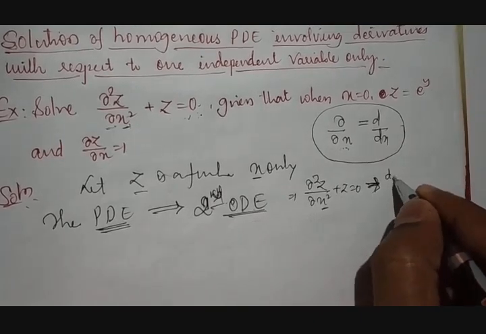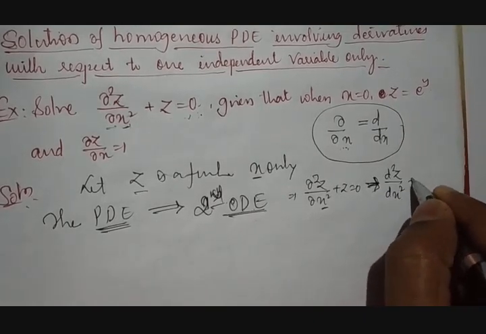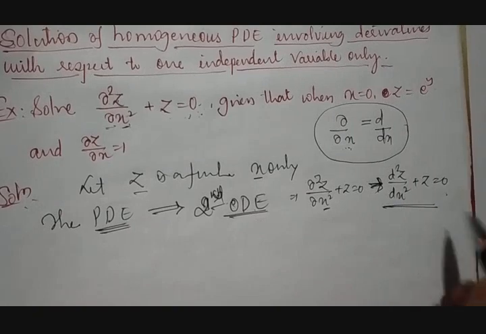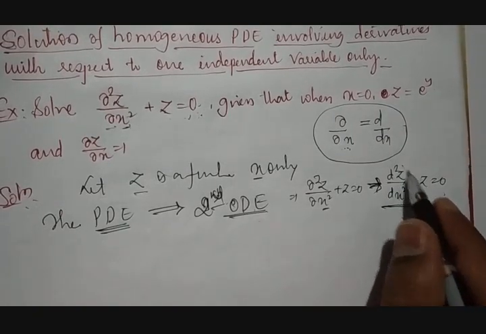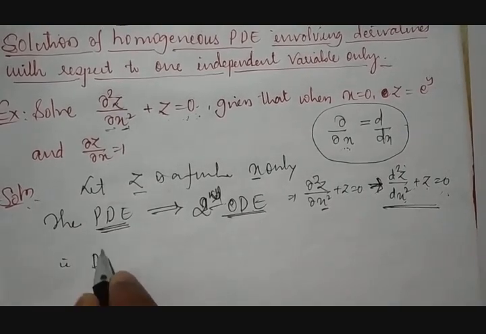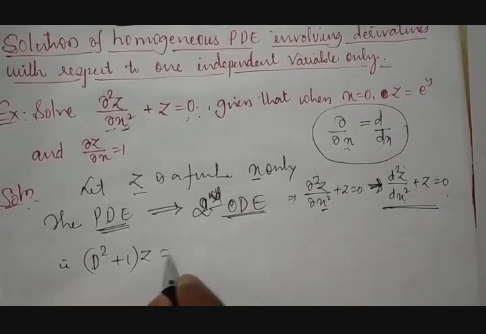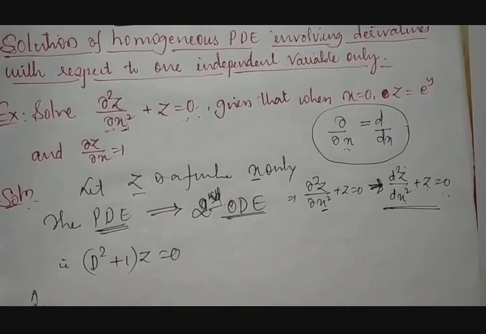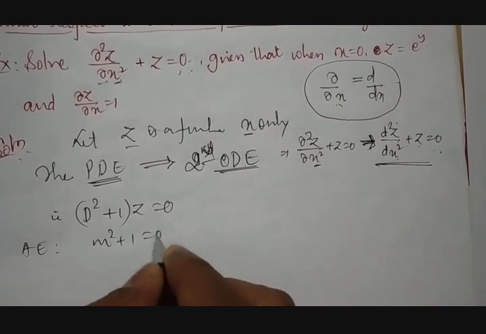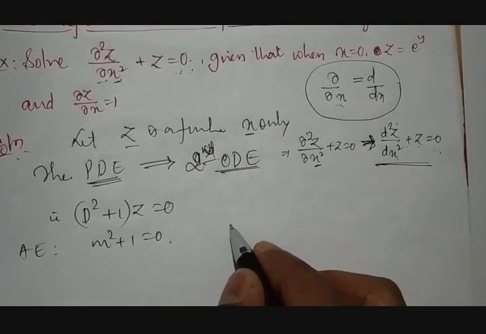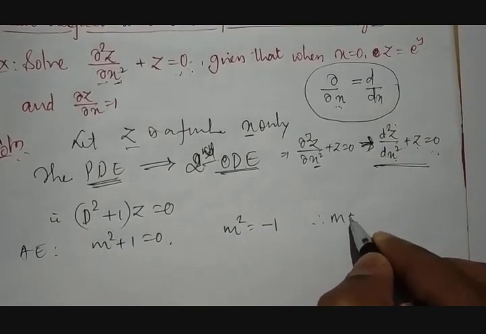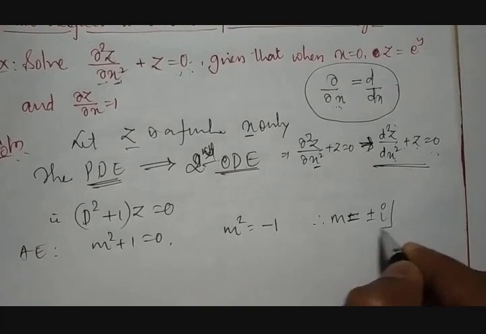Then this will be written as d square z by dx square plus z equal to 0. Well, this is the thing. After conversion, we know how to solve this. This d square z by dx square plus z equal to 0 is nothing but d square plus 1 of z equal to 0. If this is so, then what is the auxiliary equation? For this, the auxiliary equation is m square plus 1 equal to 0. Then m square is equal to minus 1. Therefore, m is equal to plus or minus i.